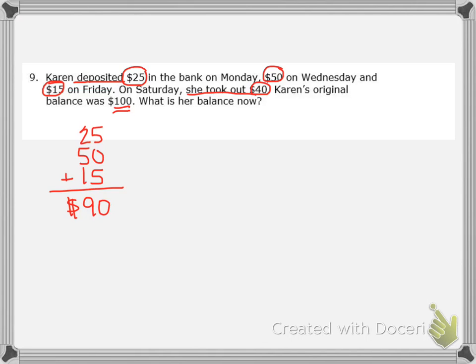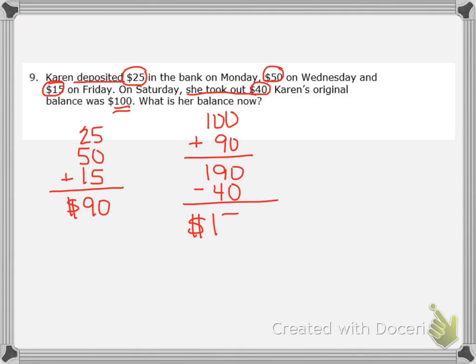She deposited that money. So if her original balance is $100, I want to add what she deposited into that account. So I'm going to add $90. So now she has $190. But then it says that she took out $40. So I need to subtract that amount from her total balance. So I'm going to subtract 40 now. So now her remaining balance is $150.